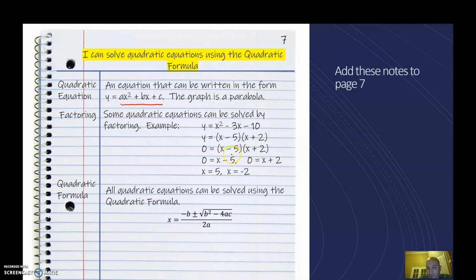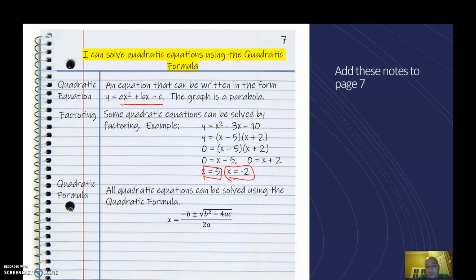We can then take each of those parentheses and set them equal to 0. And that's going to actually solve the quadratic for us. So 0 equals x minus 5. If you add 5 to both sides, you get positive 5. 0 equals x plus 2. Subtract 2 from both sides, and you get negative 2.